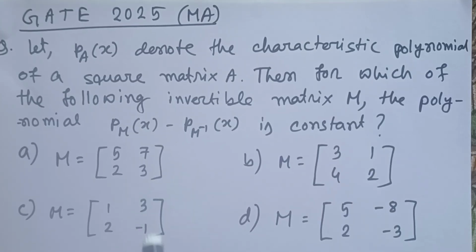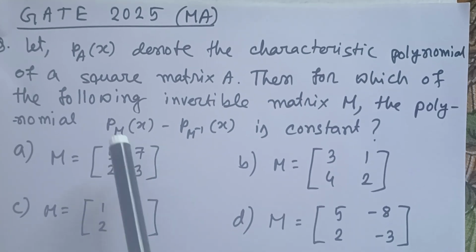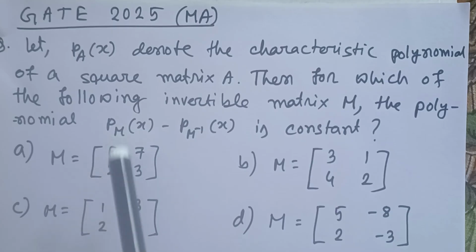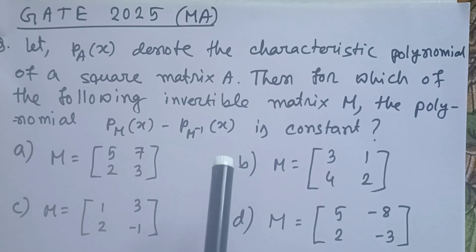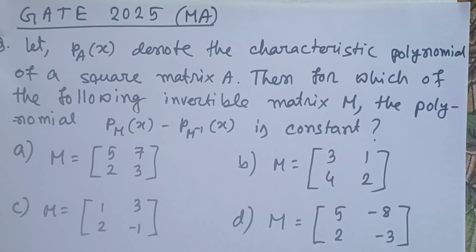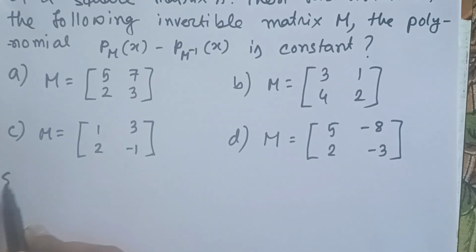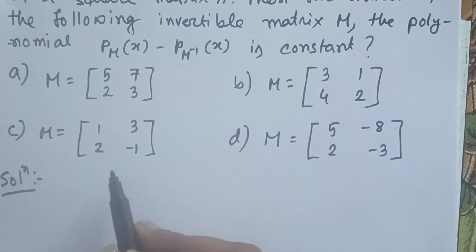In this case, we can check for each of the matrices, then we can find P_M(x) and P_M inverse(x) individually, then we can check whether that is constant or not. But that method will be very lengthy because we have to find the characteristic polynomial of M and the characteristic polynomial of M inverse individually for four matrices. So we will use a short way here.